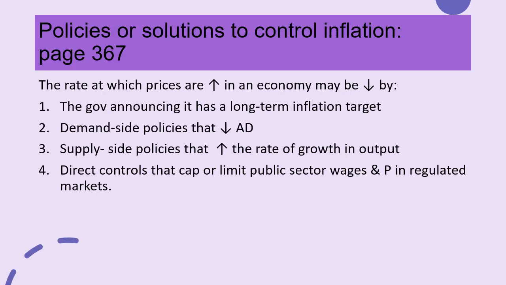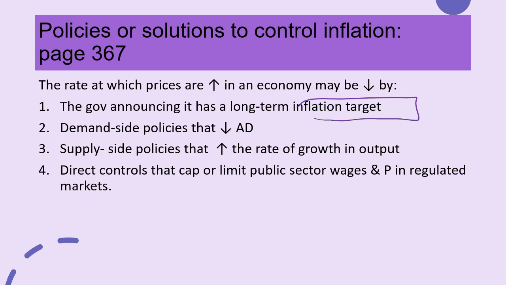So, the policies or solutions that the government might use in order to fight inflation would be the government announcing it has a long-term inflation target. So, for example, if I, as a citizen, believe that my government will keep the rate of inflation low and stable in the economy, then I will be less likely to demand a big wage increase each year. Okay, at that point, this will help to reduce the rate at which costs rise, costs of production, salaries, and therefore it reduces pressures on firms to increase their prices.